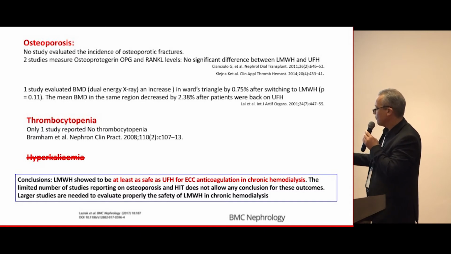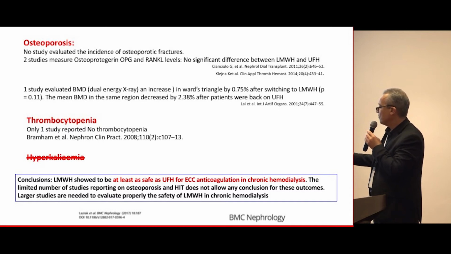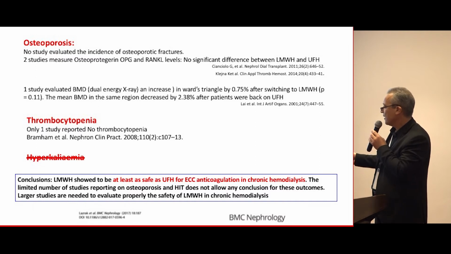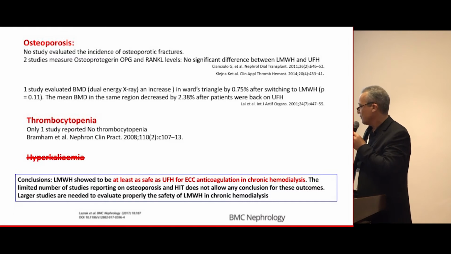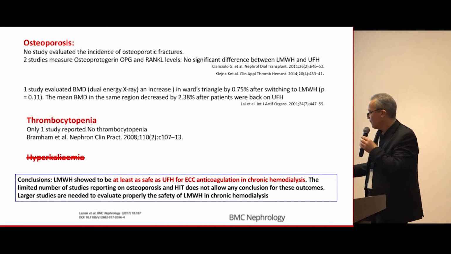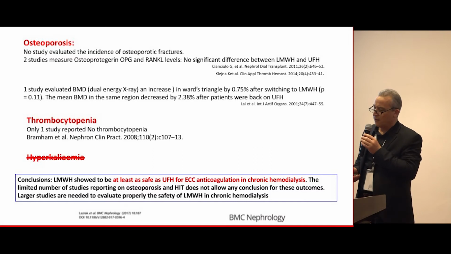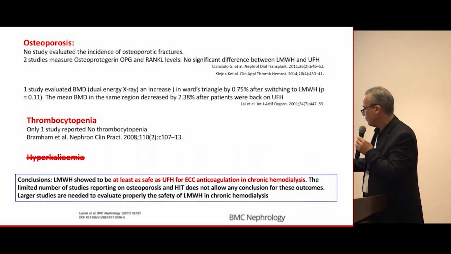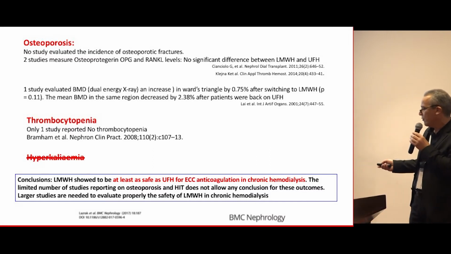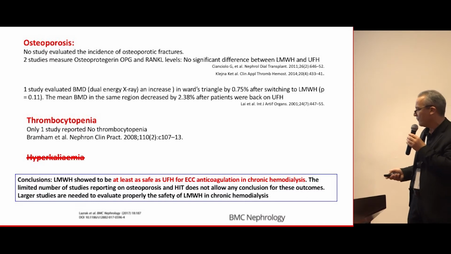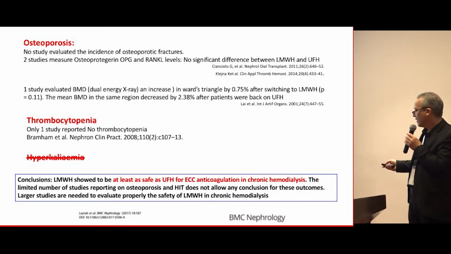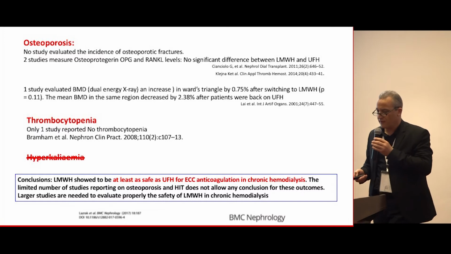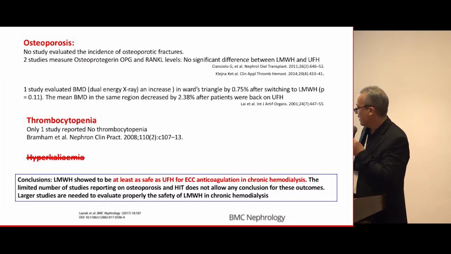Otherwise, for thrombocytopenia, one study reported no thrombocytopenia in this meta-analysis, and for the others, nothing was announced regarding thrombocytopenia. Hyperkalemia was not studied in this meta-analysis. So the conclusion of the authors is that low molecular weight heparin showed to be at least as safe as unfractionated heparin for extracorporeal circuit anticoagulation in chronic hemodialysis, and there is no difference noted in this meta-analysis too.